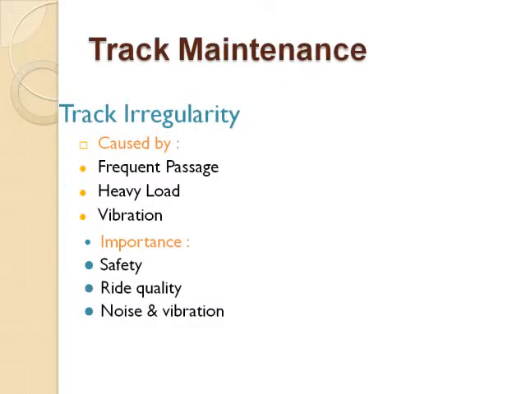Track maintenance. Track needs regular maintenance to remain in good order, especially when high-speed trains are involved. Inadequate maintenance may lead to a slow order, which means a speed restriction. Track irregularity can be caused by frequent passage, heavy load, and vibration. And the reason we need to handle it very carefully is because of the safety, ride quality, noise, and the vibration.